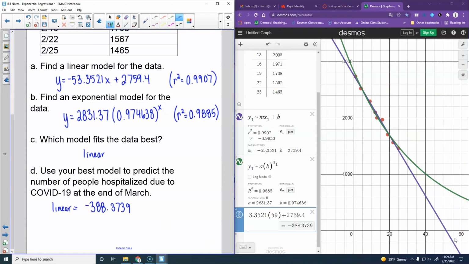But this doesn't look like a good prediction. We've gone too far outside of our range, right? If we predicted when it would get to 1,000 right here at 32 days, that might be a better prediction. But we've gone too far here.